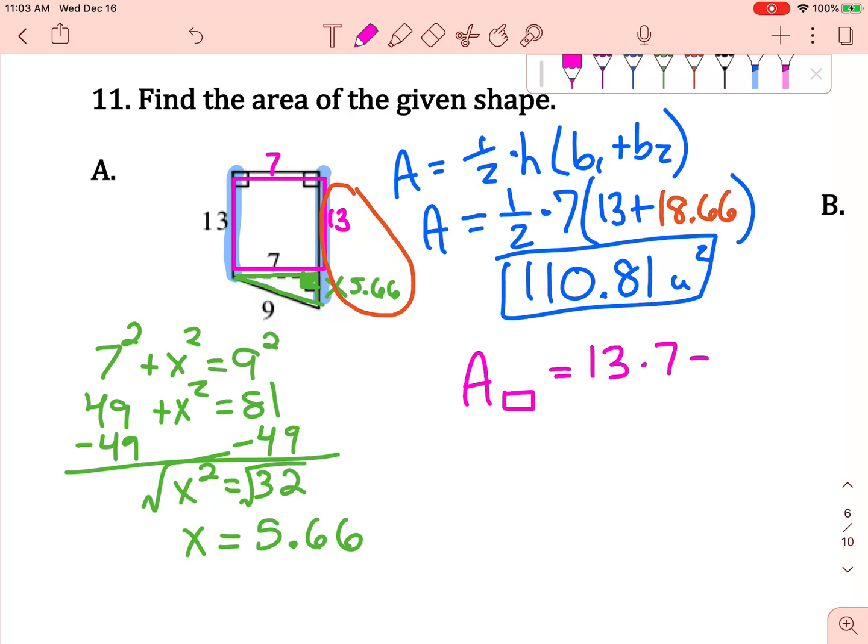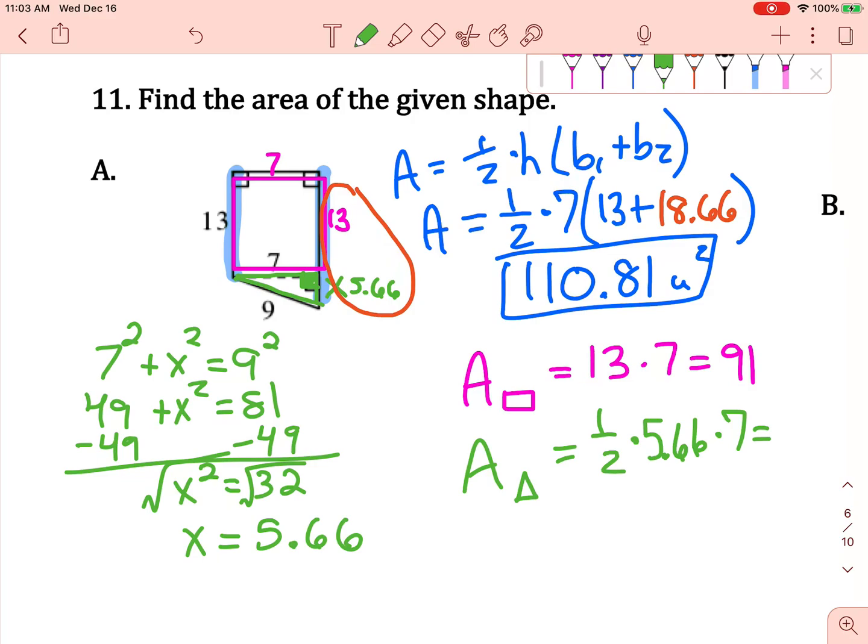If you wanted to go the separate route, you can find the area of the rectangle by doing 13 times 7. Okay, 70, 21, 91. And then finding the area of the triangle. So I feel like a lot of you guys might be more comfortable with this. So that one is 1/2 times the base times the height.